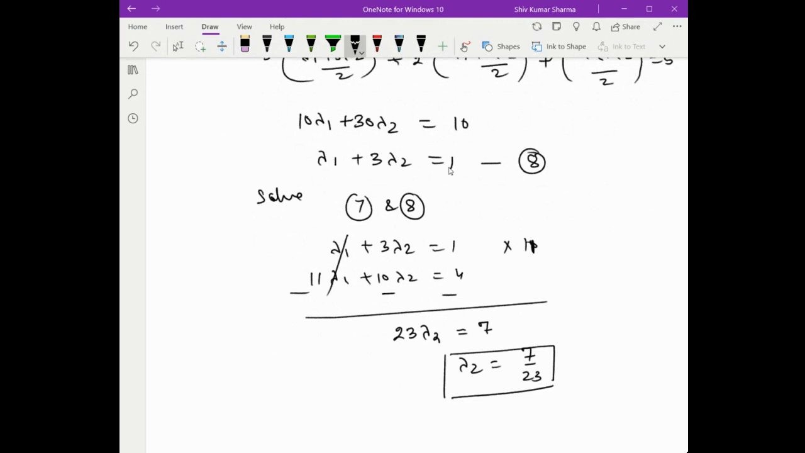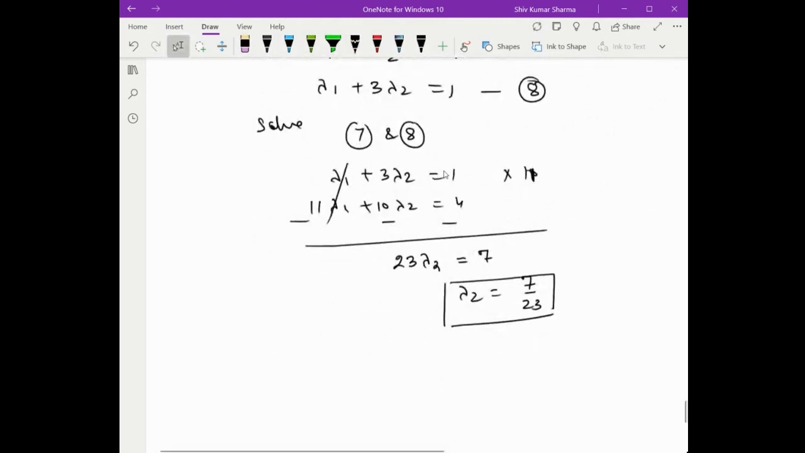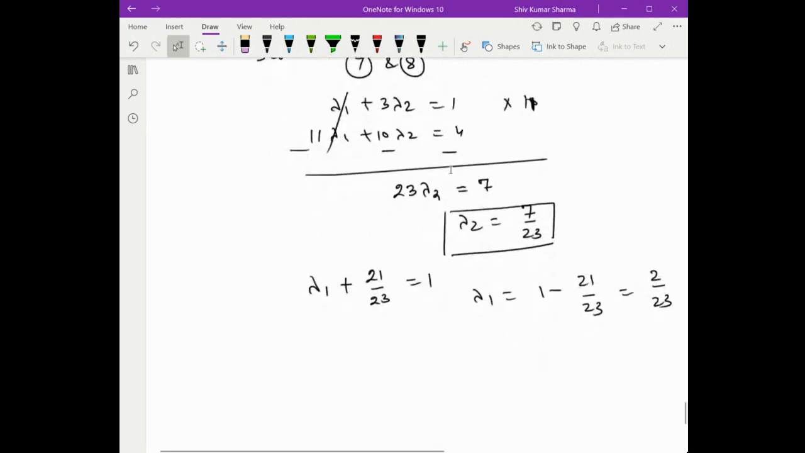So this is the value of lambda 2, and we put the value of lambda 2 in equation 1 so we find out lambda 1. So lambda 1 plus, when we put the value of lambda 2 here, 7 times 3 is 21, 21 upon 23 is equal to 1. So lambda 1 gives us 1 minus 21 upon 23, so 2 upon 23. So lambda 1 is 2 upon 23.